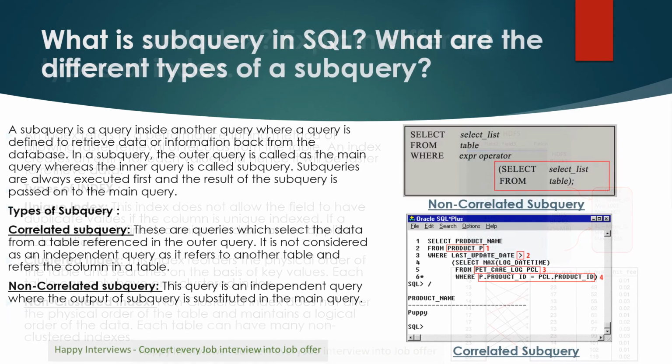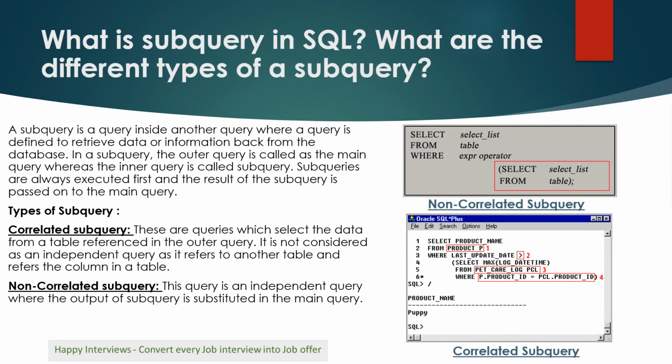Next question: what is a subquery in SQL? What are the different types of a subquery? A subquery is a query inside another query where a query is defined to retrieve data or information back from the database. In a subquery, the outer query is called the main query whereas the inner query is called the subquery. Subqueries are always executed first and the result of the subquery is passed on to the main query.